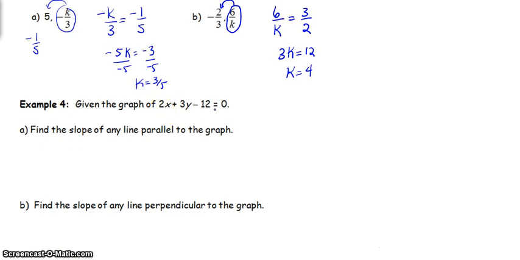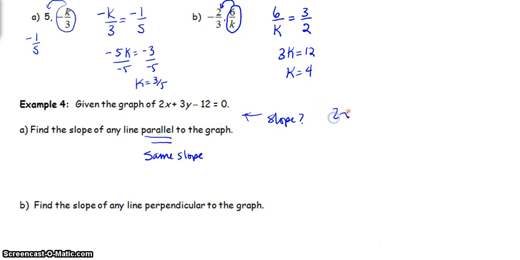What if I give you an equation of a line and say, here's a line, can you find the slope of any line parallel to this graph? Well, if it's parallel, it has the same slope. Well, what is the slope of this line? Well, I don't know because it's in general form.